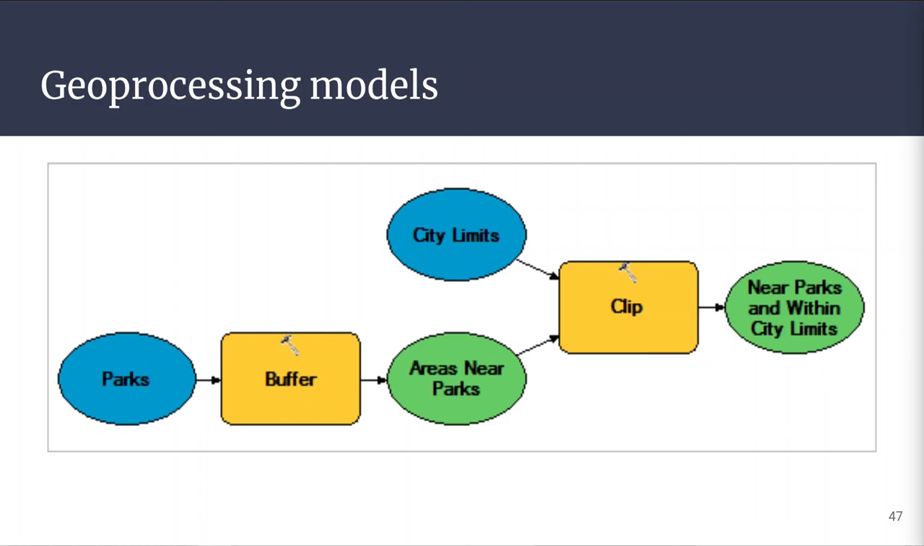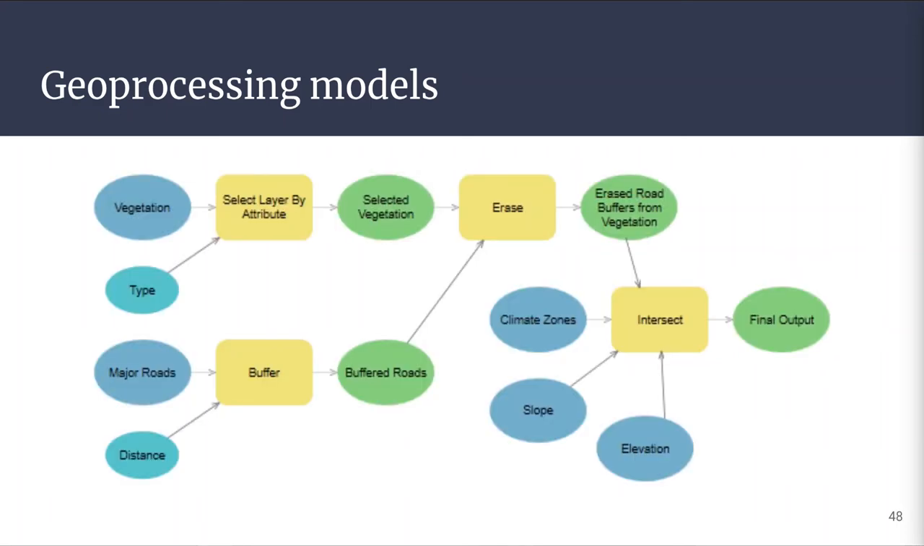Remember, buffer just kind of delineates space around a thing. Then city limits, along with that intermediate layer, are fed into a clip, resulting in areas identified around city parks, those buffers being clipped by the city limits, giving you a final layer showing just areas that are near parks and within city limits. Things can get more complicated pretty quickly.